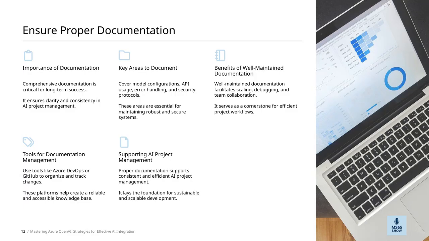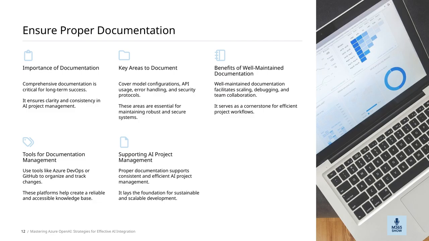Ensuring proper documentation is a critical part of managing AI projects effectively. It helps keep everything consistent and running smoothly, making it easier to manage and scale your AI solutions over time. When you lay a solid foundation with good documentation, you're setting yourself up for sustainable growth and success. To support your AI project management, it's a good idea to use tools like Azure DevOps or GitHub. These platforms are excellent for organizing your work and tracking changes. Plus, they help create a reliable, accessible knowledge base that everyone on the team can refer to.